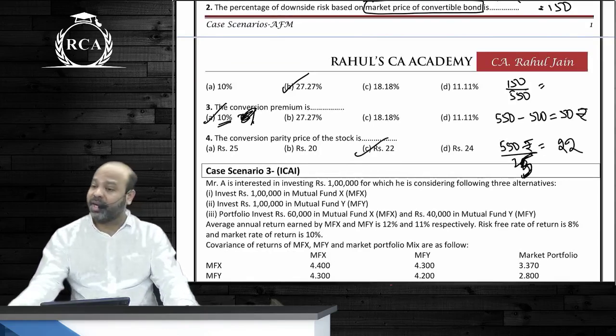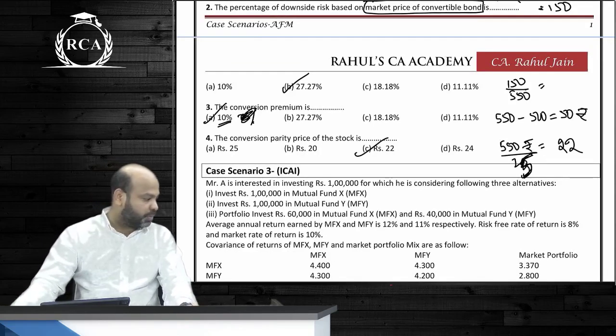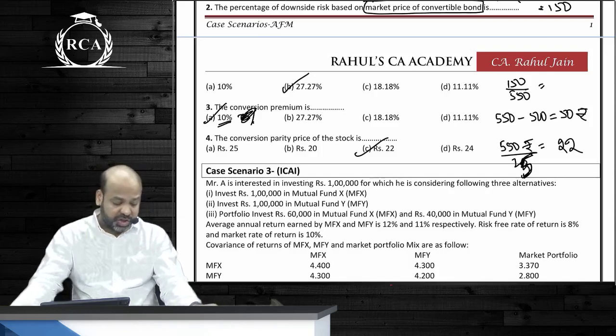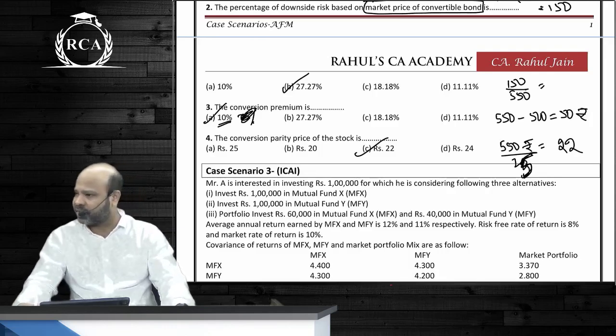You will have to divide the market price of a convertible bond by the conversion ratio. That conversion ratio, as such, is 25. The indifferent price is 22. Right now, what is the market price? 20 rupees. At 22 rupees, you will become indifferent.